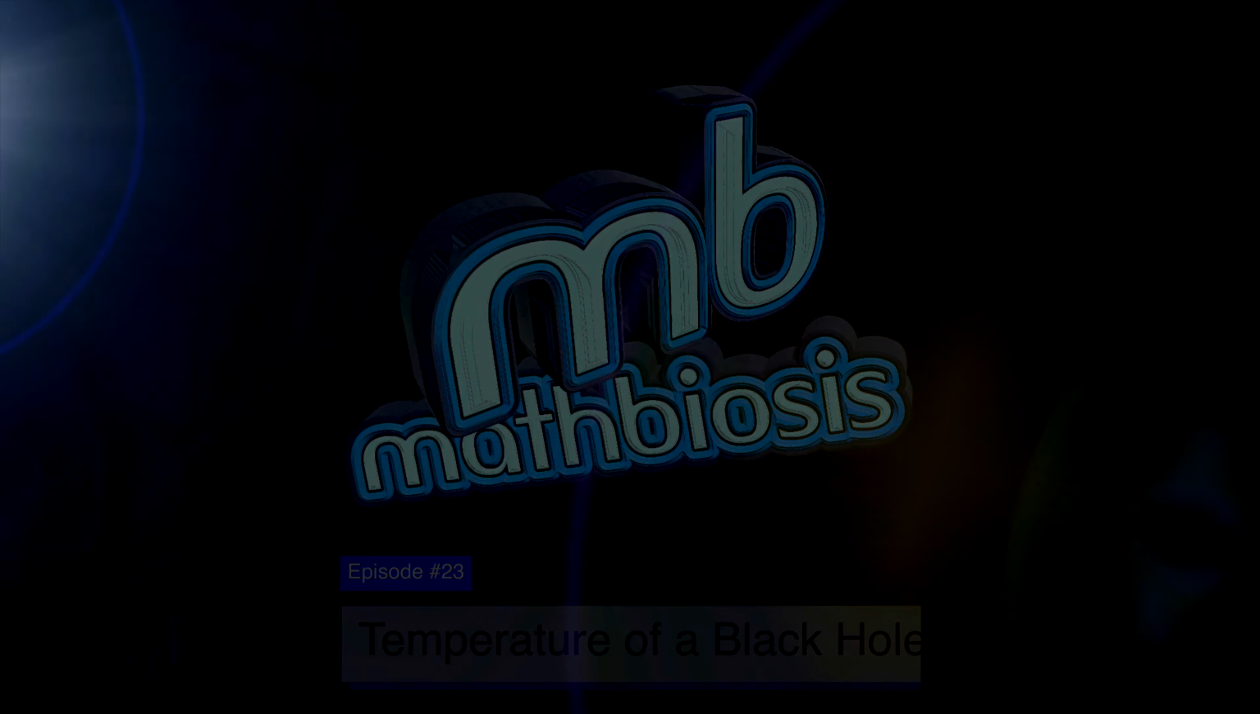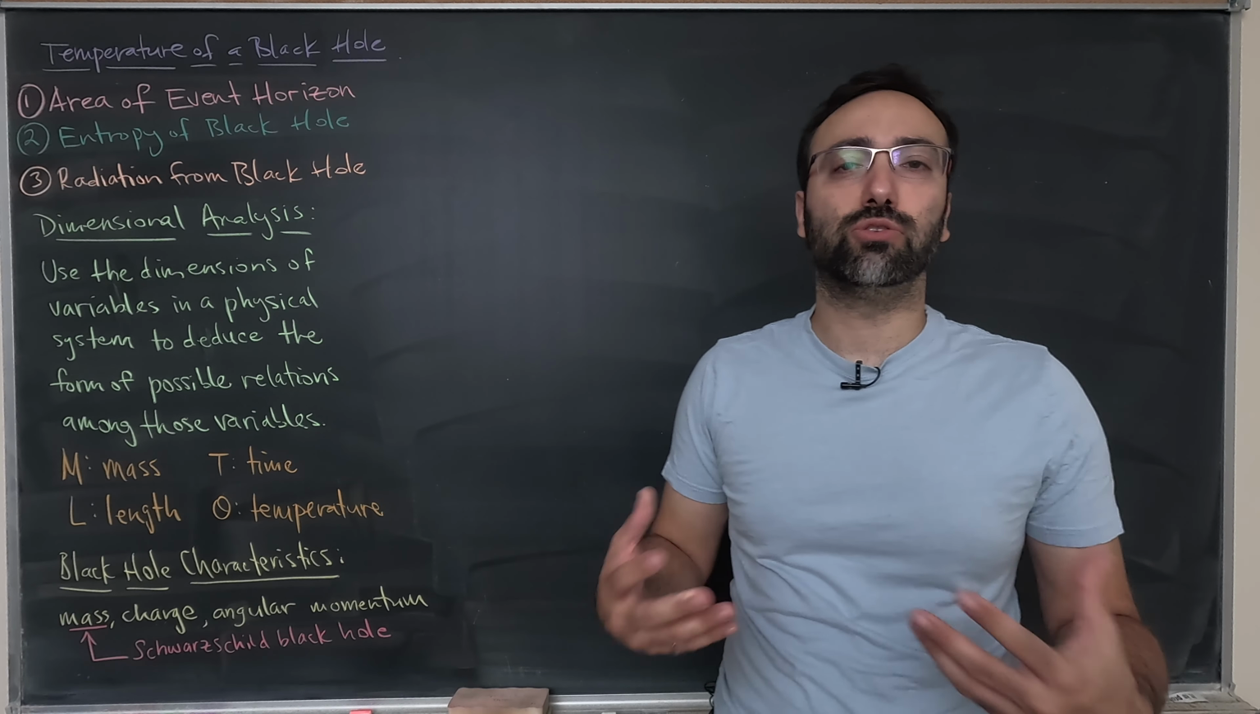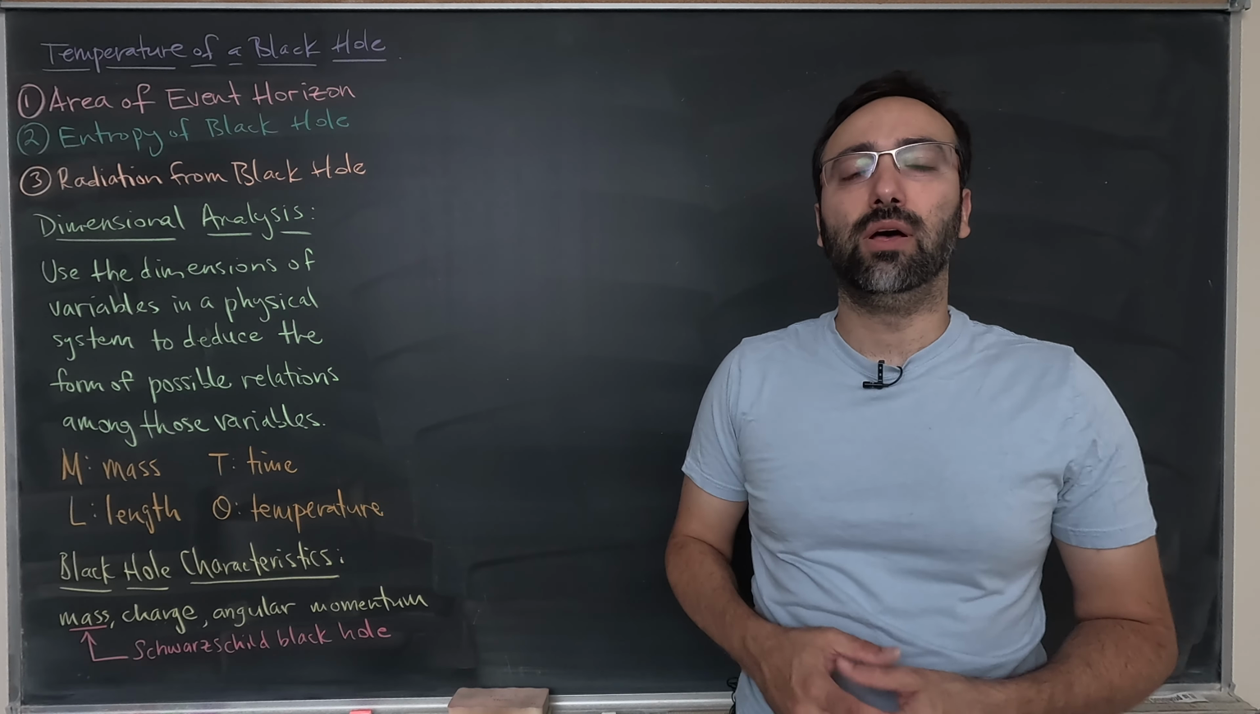What does dimensional analysis set out to do? We use the dimensions of variables in a physical system to deduce the forms of possible relations among those variables. For example, if we wanted to determine the position of a free-falling object, we might consider quantities such as the time it's been falling for, or the strength of the gravitational field that the object is in, or perhaps a whole bunch of other quantities. But the trick with dimensional analysis is to hone in on the most fundamental quantities that are really specific to the problem.